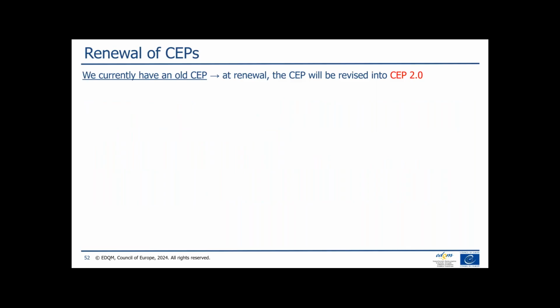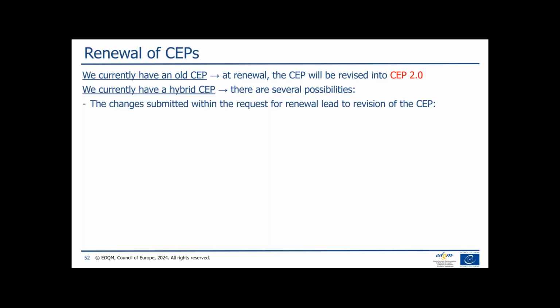What happens at renewal of SEPs? If we are a company, we currently have an old SEP. At renewal, automatically the SEP will be revised into SEP 2.0, and you will have to update sections 3.2.S, 4.1 and 4.2 in line with the SEP 2.0 requirements. If we are a company and we currently have a hybrid SEP, there are several possibilities.